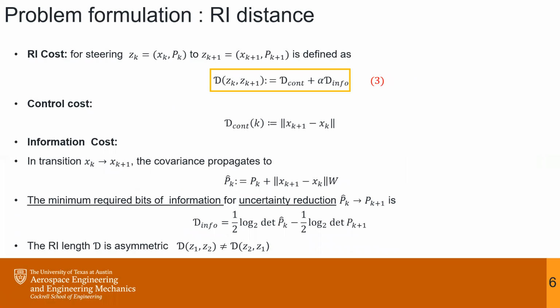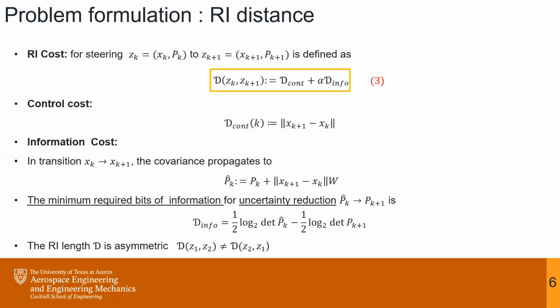In this research, we define the RI cost for a transition from zk to zk plus 1 as the weighted sum of the control cost and information cost as described in 3, where alpha, as it was introduced earlier, is the perception cost associated with gaining 1 bit of information. The control cost is defined to be the Euclidean distance between xk and xk plus 1. In the transition from xk to xk plus 1, the covariance propagates to pk plus the distance traveled times W, denoted by p hat k here.